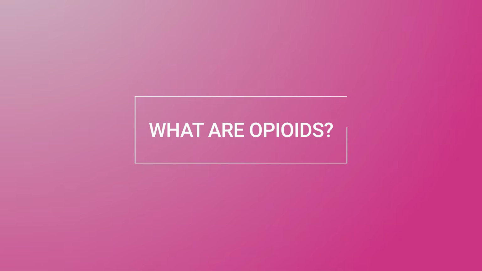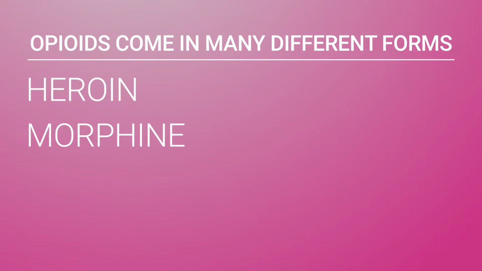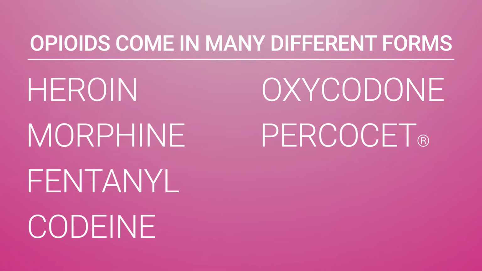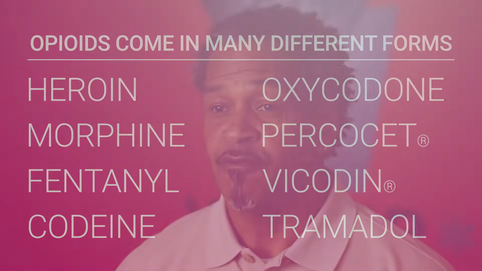First, what are opioids? Opioids come in many different forms. Some that you may have heard of include heroin, morphine, fentanyl, codeine, oxycodone, Percocet, Vicodin, and Tramadol. Opioids have been around for many centuries and are naturally derived from the poppy plant.